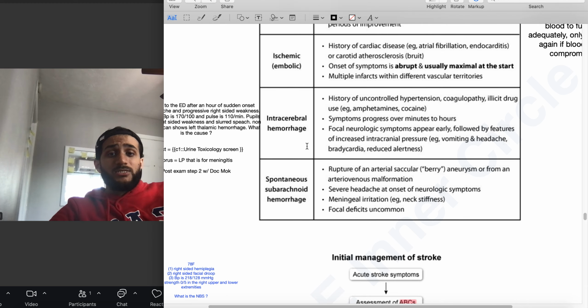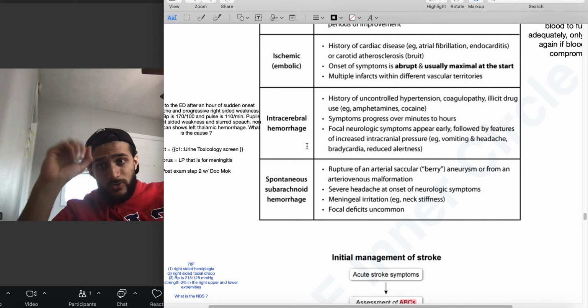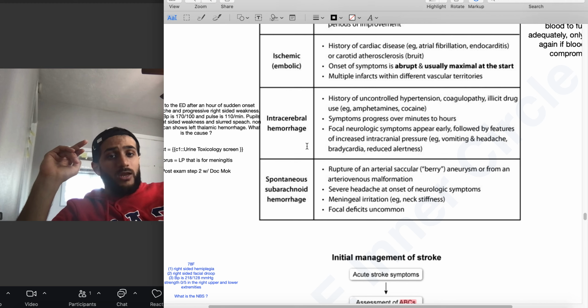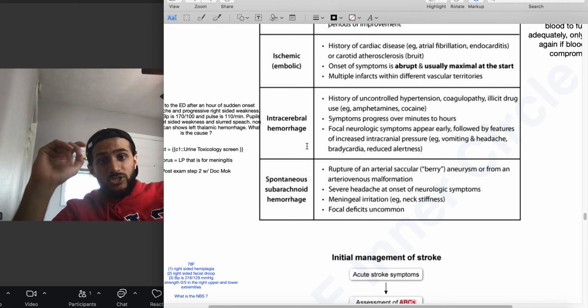All right, then we can see a spontaneous subarachnoid hemorrhage, from rupture of a saccular brain aneurysm or from an AV malformation, with severe headache at the onset of neurological symptoms, and meningeal irritation like neck stiffness.